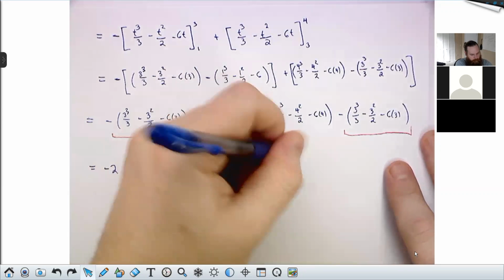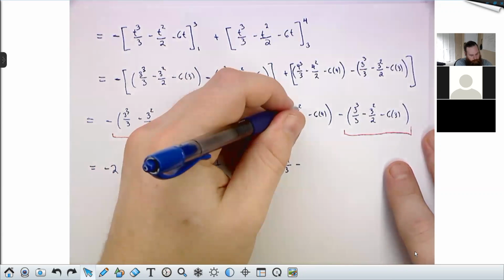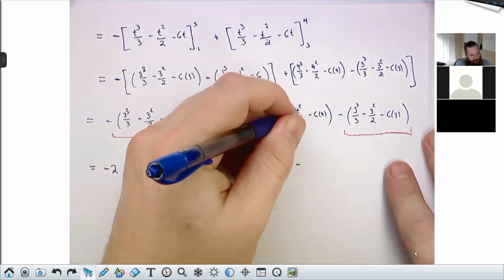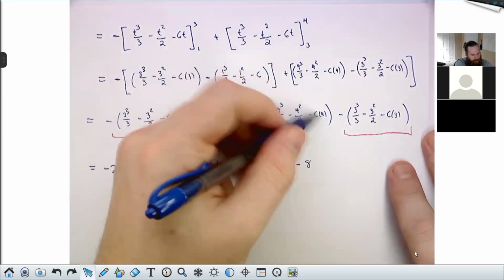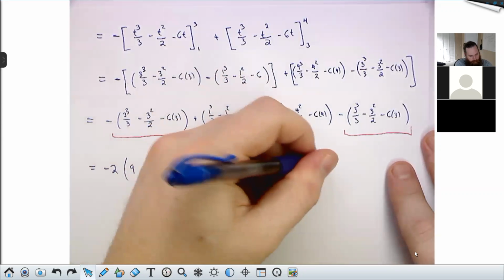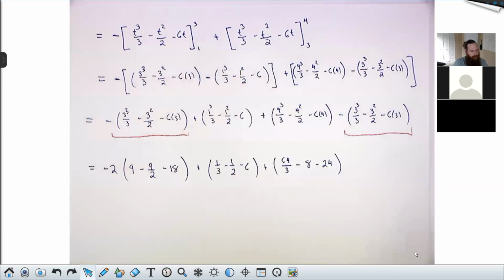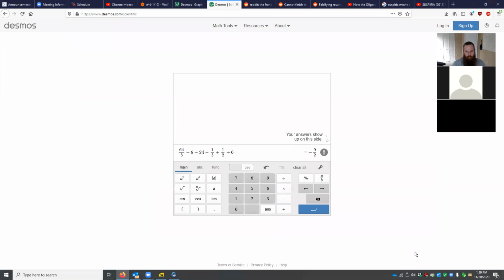So 64 thirds minus 4 squared is 16. 16 divided by 2 is 8. Minus 24. And again, depending on how lazy you're feeling, you can use a calculator to do the arithmetic here for you. I will go ahead and do that, so we're not wasting your time.